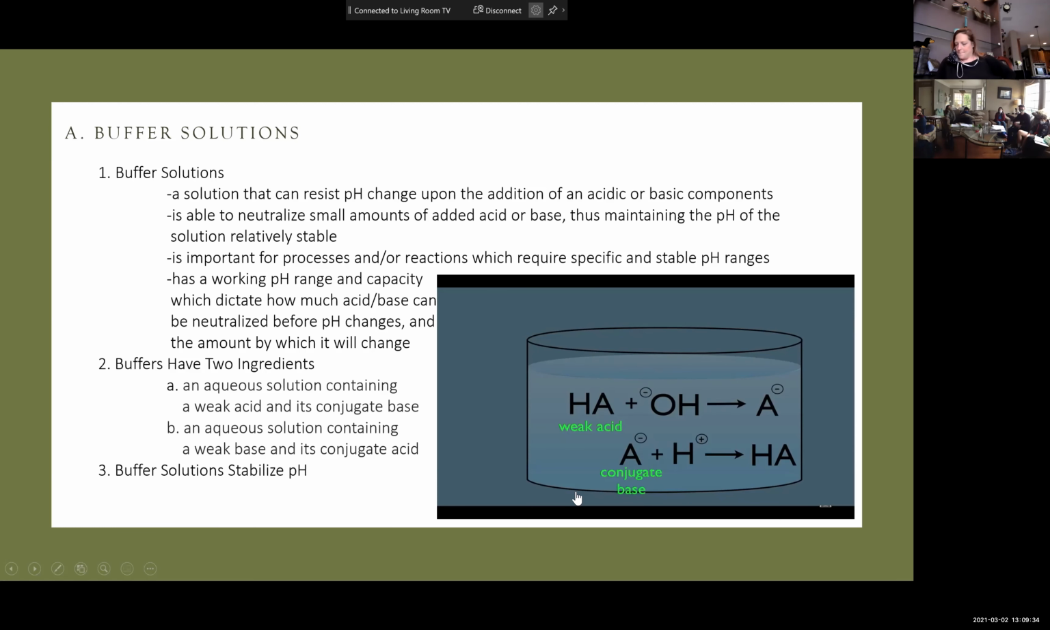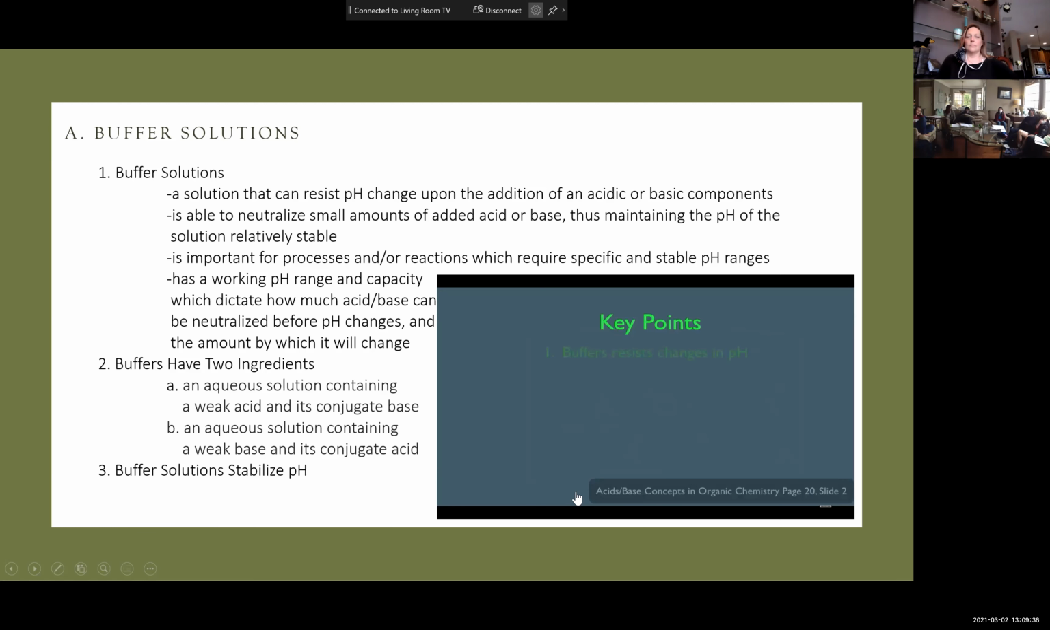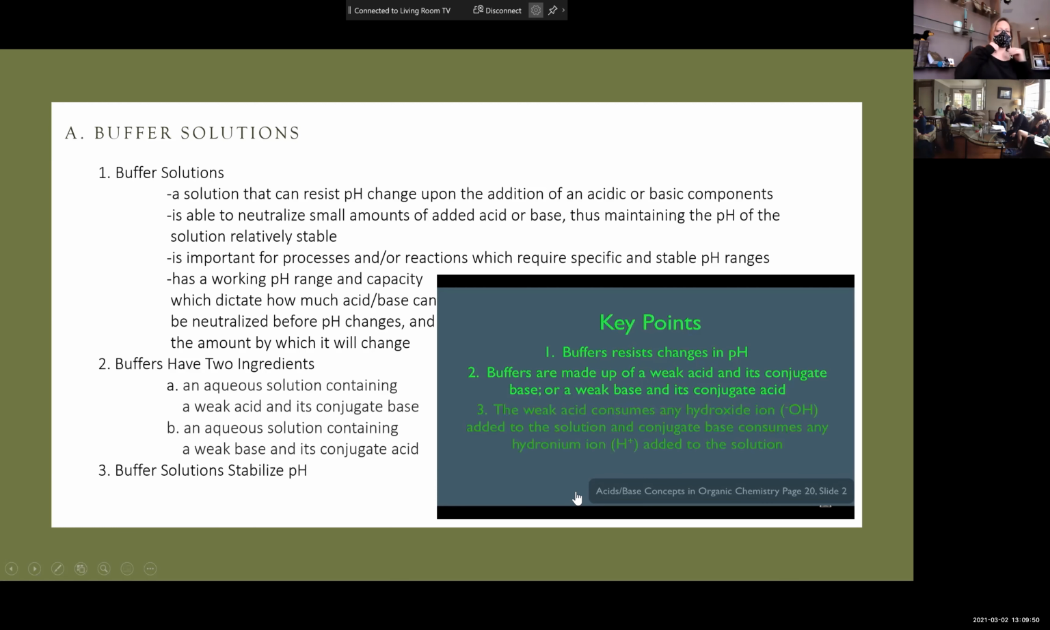So what have we learned here about buffers? Key point number one, they resist changes in pH. And number two, they're made up of a weak acid and its conjugate base, or it works just as well with a weak base and its conjugate acid. And we also saw how they resist the change in pH, and that is the weak acid consumes any hydroxide ion added to the solution, and the conjugate base consumes any hydronium ion added to the solution.